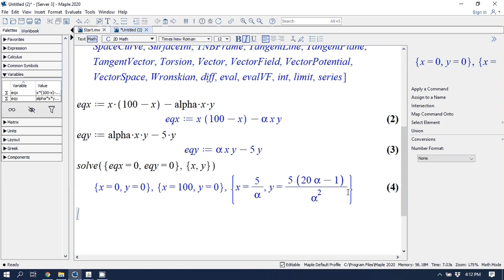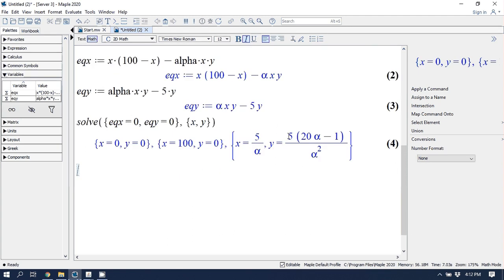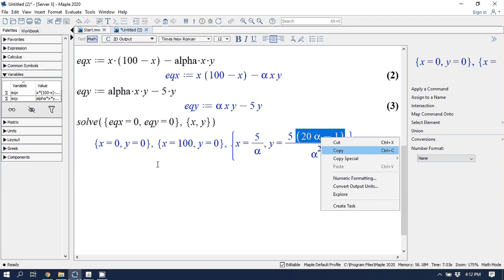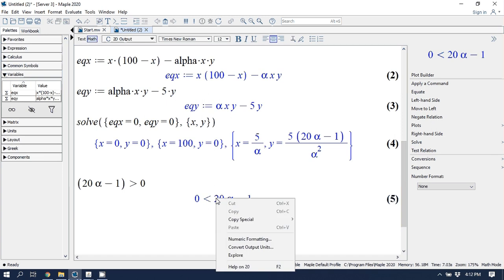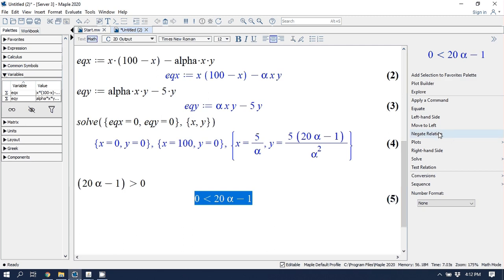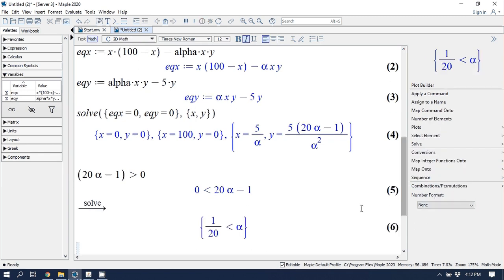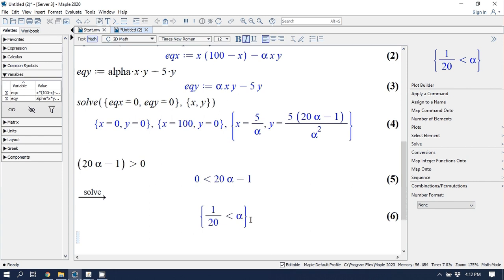So let's say you want to do this feasibility condition with Maple. This is obvious, right, that alpha should be greater than 1 over 20 for this equilibrium to be feasible. But let's say it's not obvious. Let's say you have a more complicated expression. You can always copy and paste and put it in the math mode and solve the inequality for alpha. So you can write greater than or equal to, greater than 0, and when you highlight the inequality on the right hand side, you should have some solve command, and then it gives you the solution alpha greater than 1 over 20.